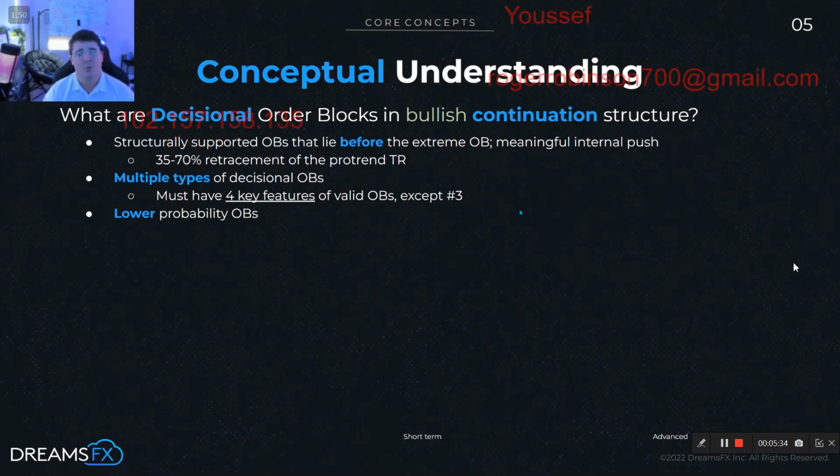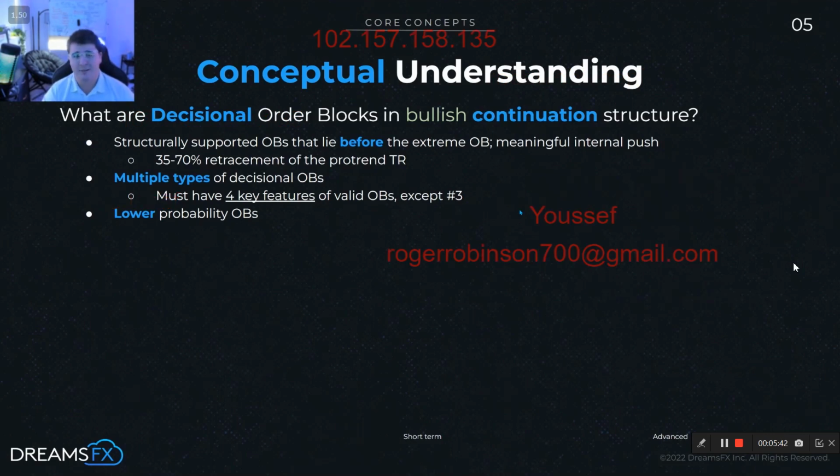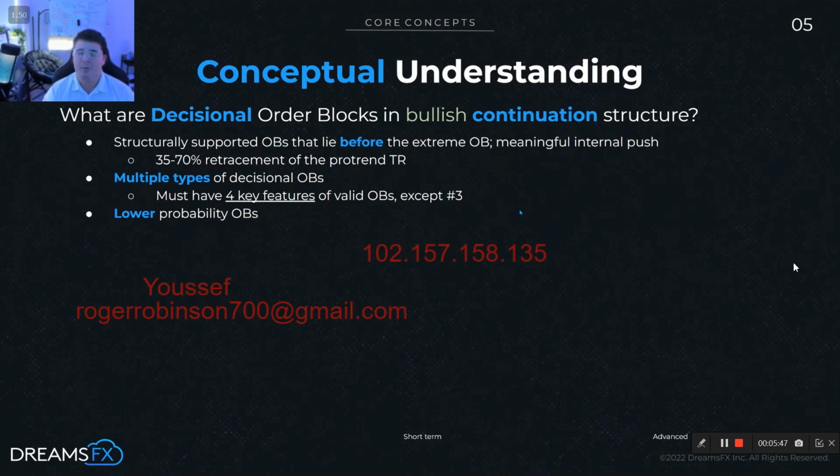Decisionals oftentimes will actually not sweep liquidity. There's going to be a single candle, potentially sometimes in the middle of nowhere, but with very high logic, and that's when you're going to anticipate liquidity being swept into it, not the candle itself taking liquidity. But more on that later. As I've already mentioned, they are the lower probability order blocks, so you'll see here in just a minute.